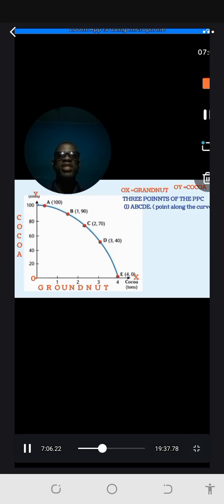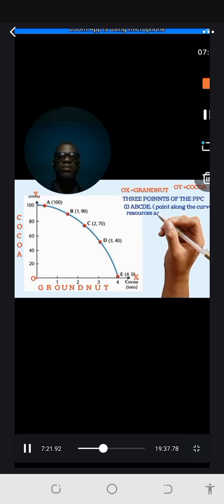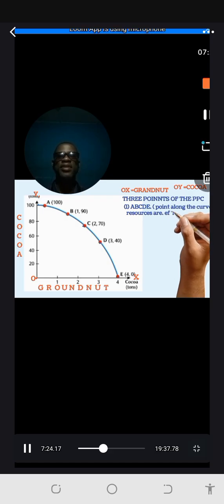Now, what do these points signify? That is, production is on the production possibility curve. These points show that this economy is efficiently utilizing resources. Points A, B, C, D, and E in the economy are the various combinations of the production of cocoa and groundnut. And at these points along this line, resources are efficiently utilized.